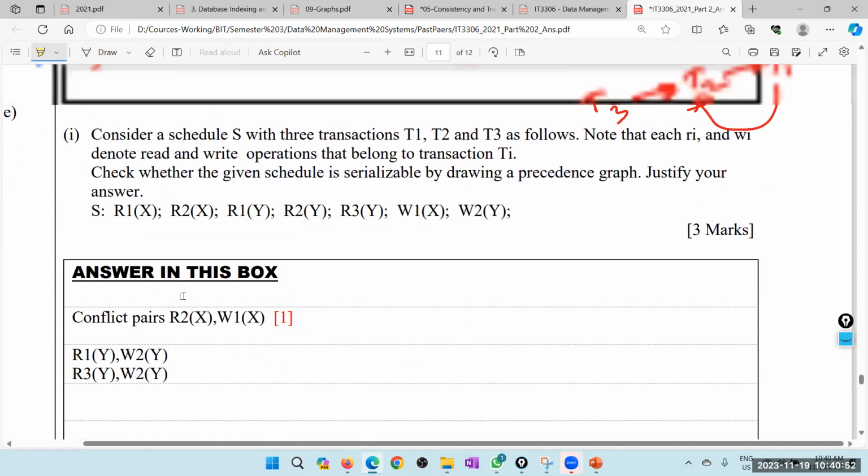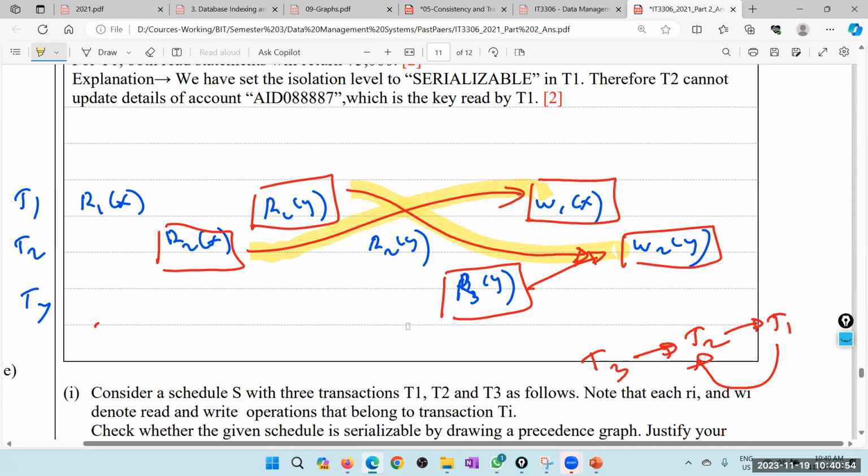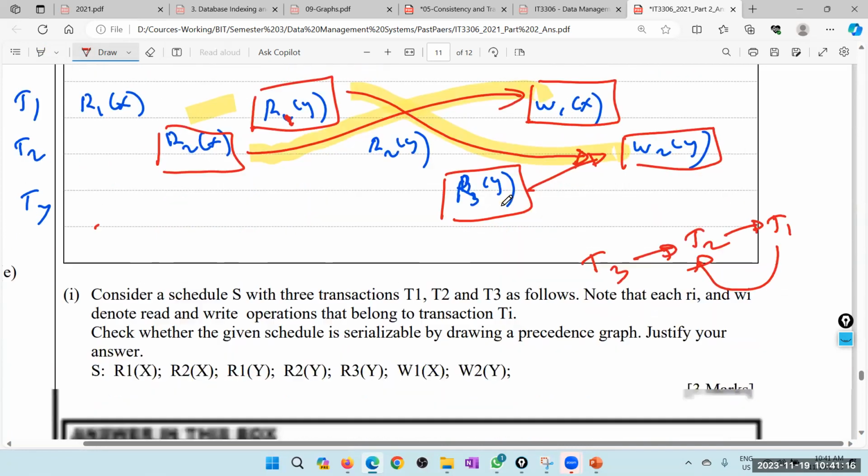Read 1y, write 2y. Read 1y, write 2y. Which is that? Right. Read 1y, write 2y. Yes, this is read 1y. So this is read 1. Write 2y. So then read 2x, write 1x. Read 2x, write 1x.